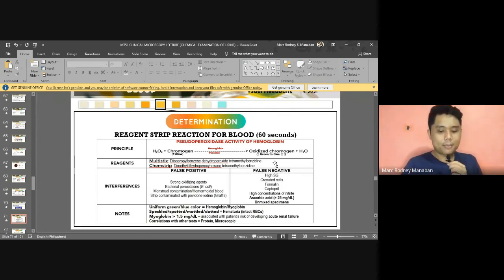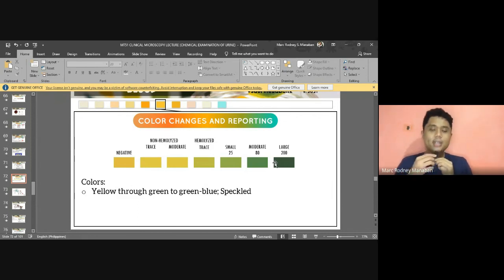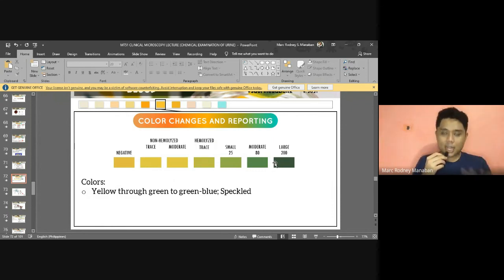Okay, so that's for blood. And what is the expected color change? Yellow through green to green-blue. It is uniform if hemoglobin or myoglobin caused the positive result. Speckled, dotted, mottled if hematuria, where intact RBCs caused the positive result. Okay, all right. So that's all for this part of the lecture.